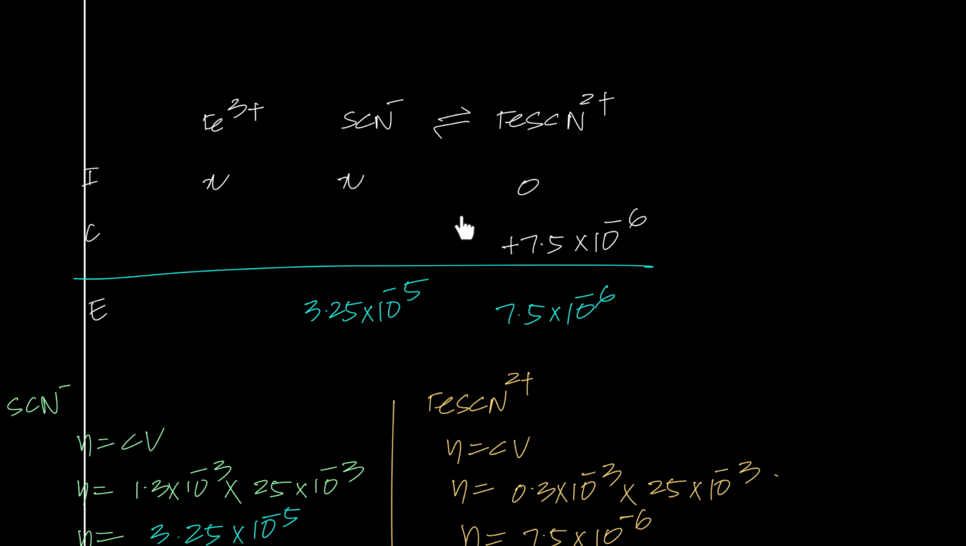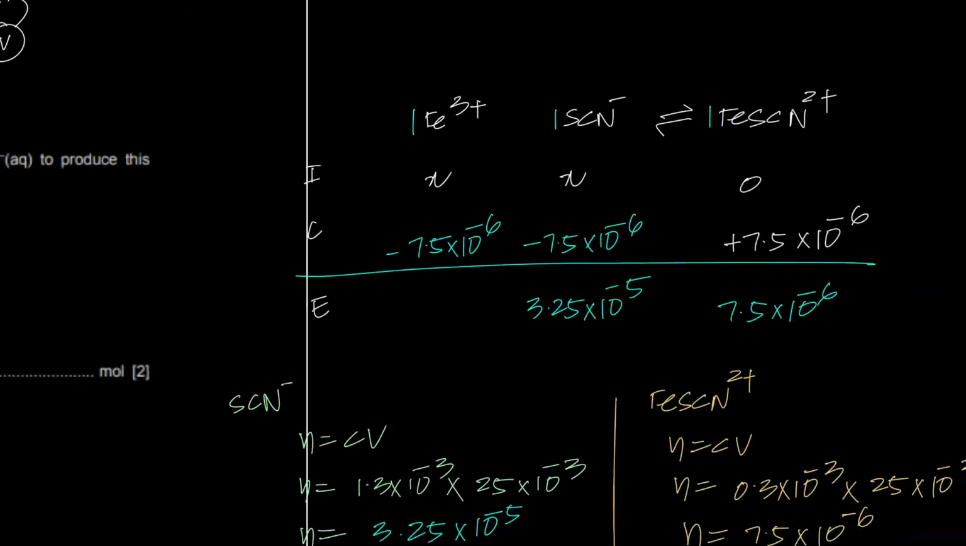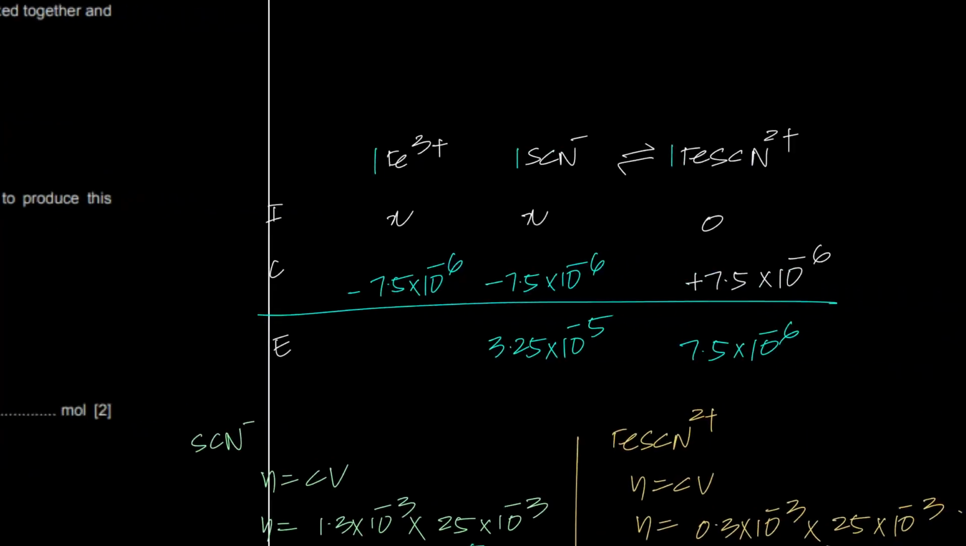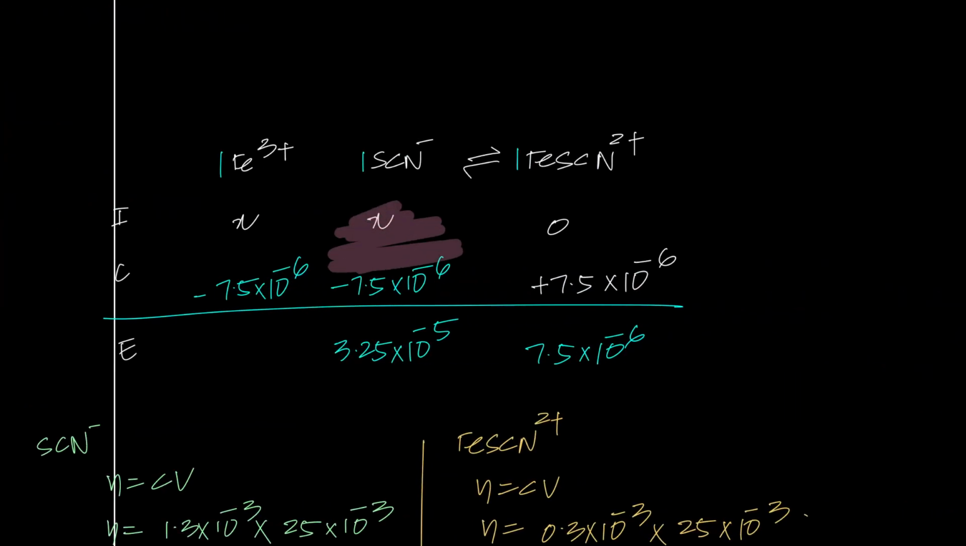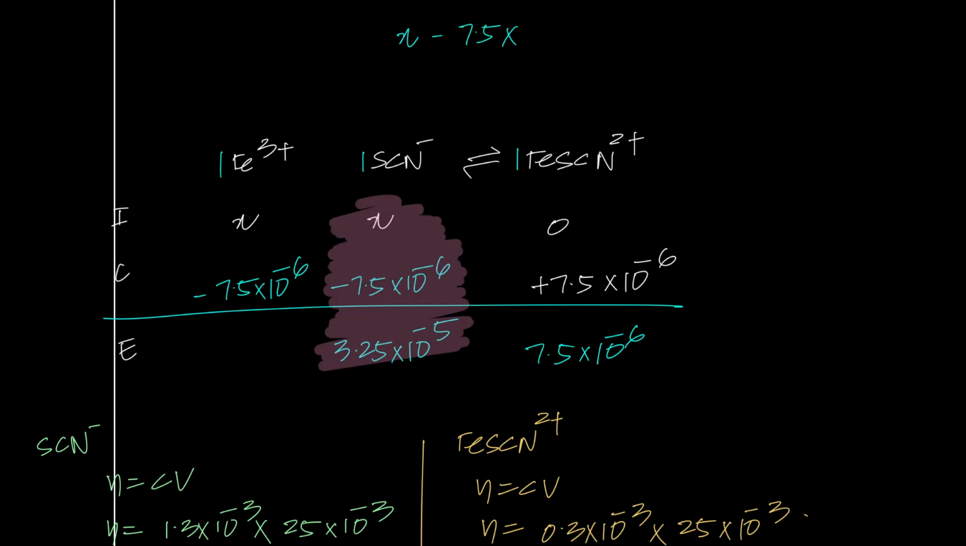And now you can use this entire row to figure out these changes, because they're all in 1:1:1, right? So what's the change in moles? This should be minus 7.5 into 10 raised to the power minus 6. This should be minus 7.5 into 10 raised to the power minus 6. And we are concerned about the initial moles of Fe3+, right? So if I just calculate this, I will figure out the moles of Fe3+. How? I know x minus 7.5 into 10 raised to the power minus 6 should give me 3.25 into 10 raised to the power minus 5, right?